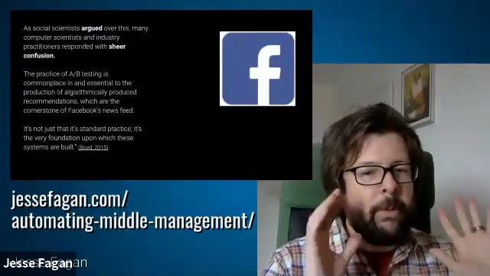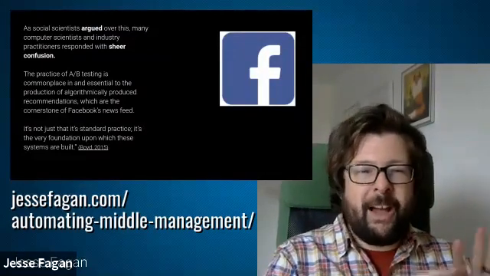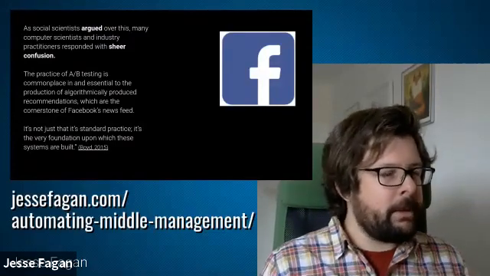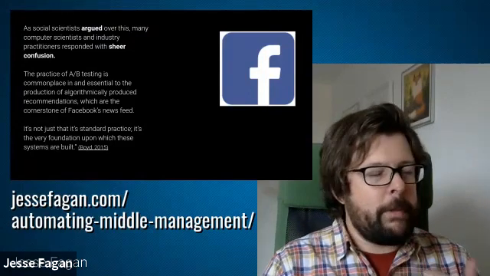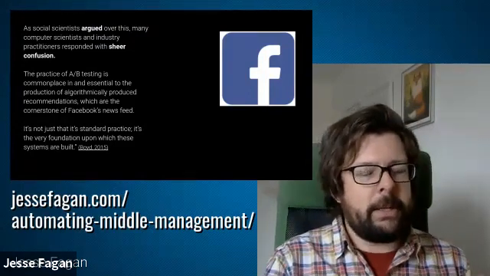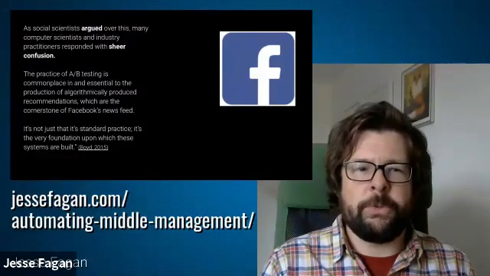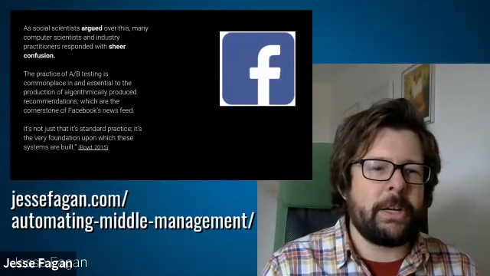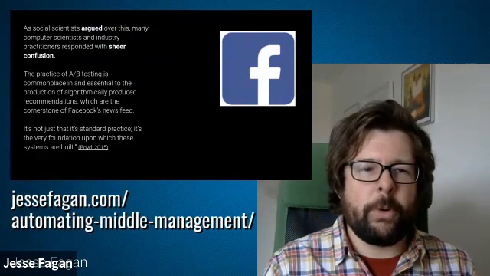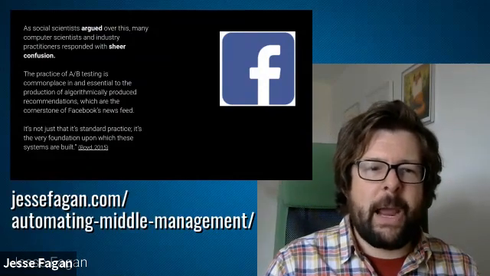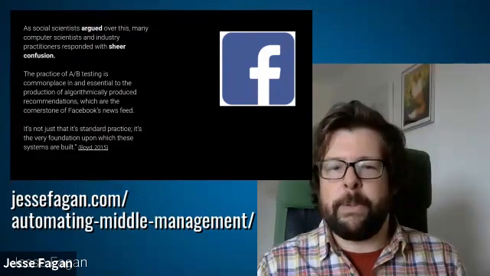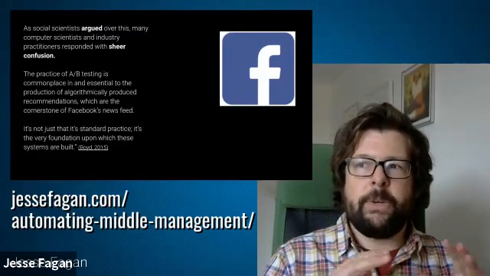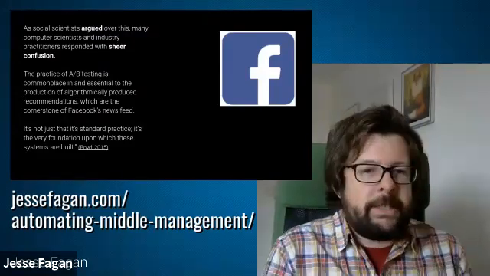Now, there were a number of papers just published on the ethics of these particular papers. As social scientists, which I can count myself among, they argue over the ethics of this, but computer scientists and industry practitioners responded with sheer confusion. The practice of A/B testing is commonplace and essential to the production of algorithmically produced recommendations, which are the cornerstone of Facebook's newsfeed. It's not that it's a standard practice, it's the very foundation upon which these systems are built. So computer scientists were saying, well, I don't see the problem. We want to configure our newsfeed to achieve our goals, and this is how we do it.